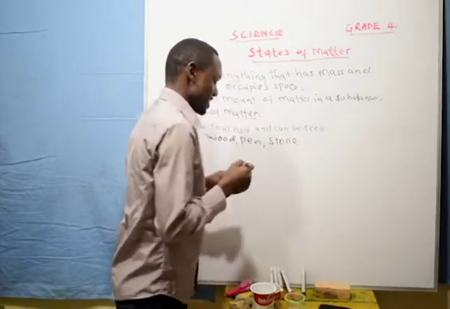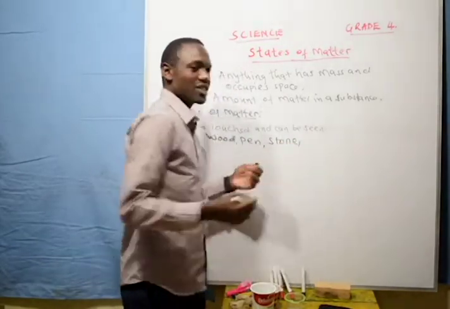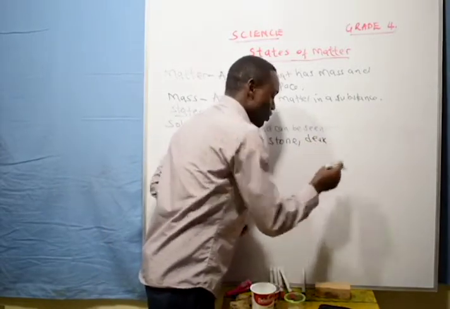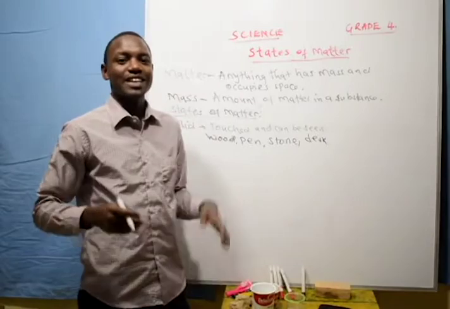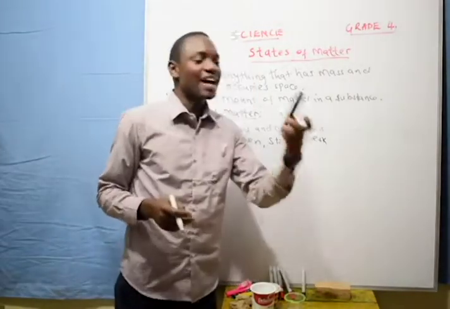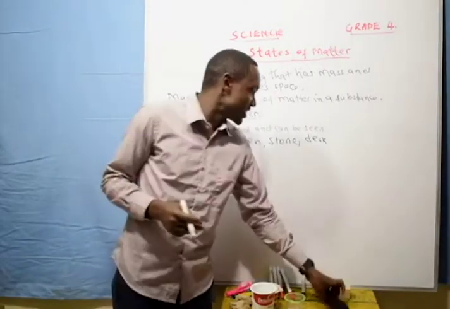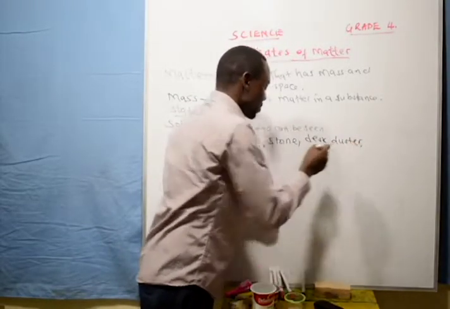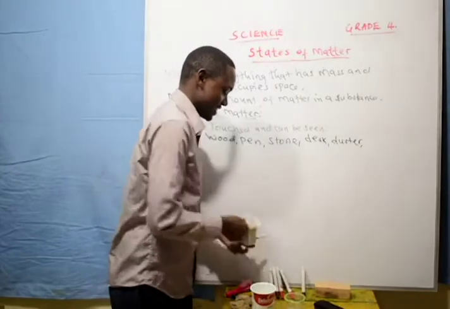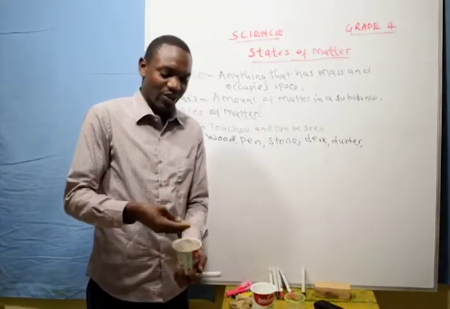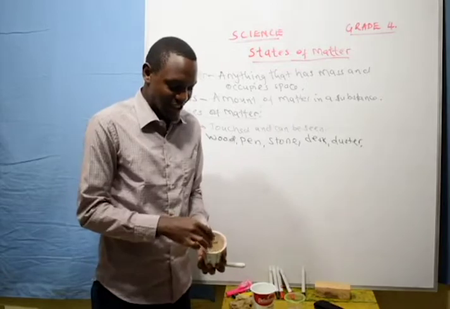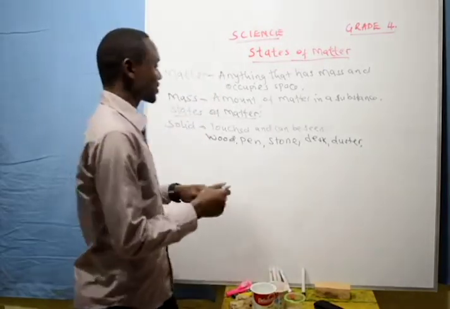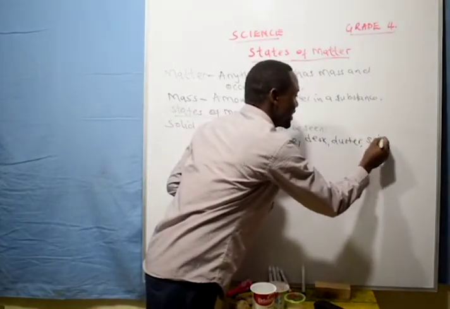Stone is a solid. Any other solid that is within you, this desk here, a desk, is a solid because you can touch and you can see it. Even this duster here, a duster is a solid. We also have soil. You can touch soil and you can see soil. So we say soil is still another example of a solid.